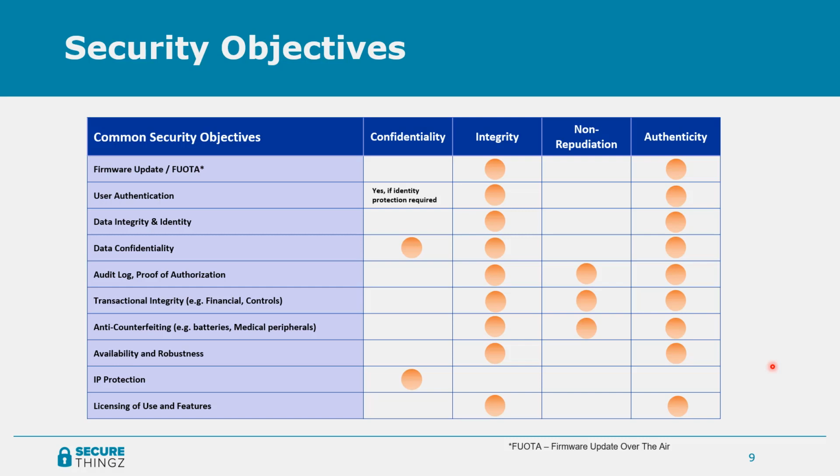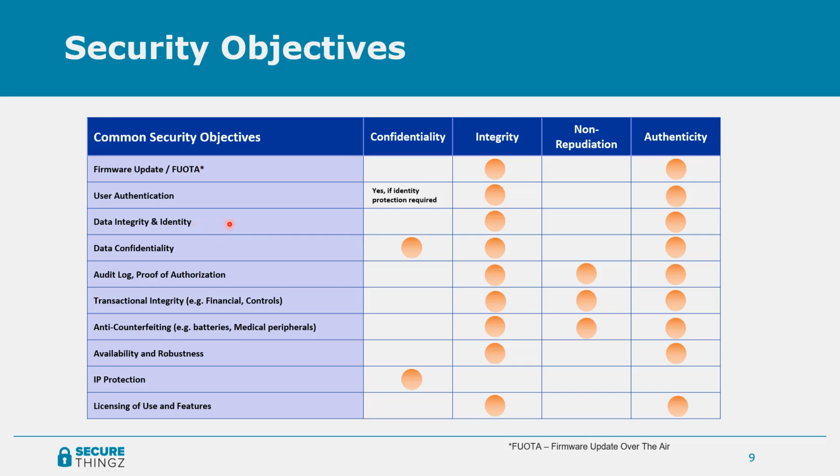So let's have a look at some of the security objectives that we need to meet when designing an IoT product. One of the most important ones is that we must allow for firmware updates and firmware updates over the air. To meet these objectives, we need to have integrity. This is where we must be able to detect whether data that has been sent to us has been modified, and authenticity. We must be able to prove who we are. This is key to the identity of the IoT product.